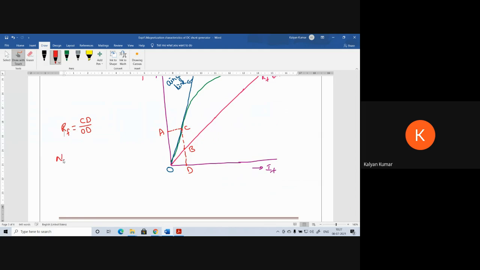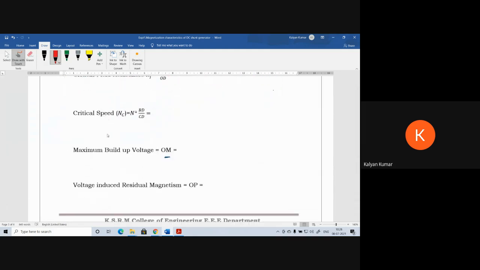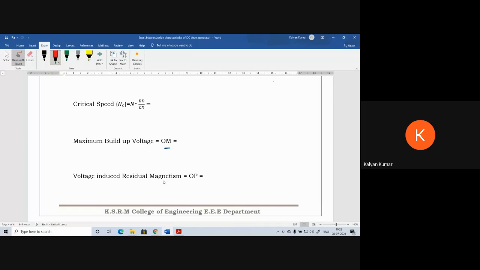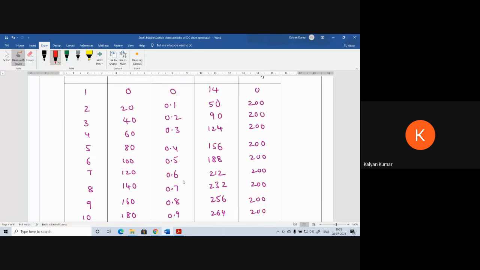Similarly, the critical speed NC is equal to BD divided by CD into N. That gives the critical speed. Now, if I take the point at which the OCC starts on the y-axis as P, then OP gives the value of induced EMF due to residual magnetism. It is called OP.